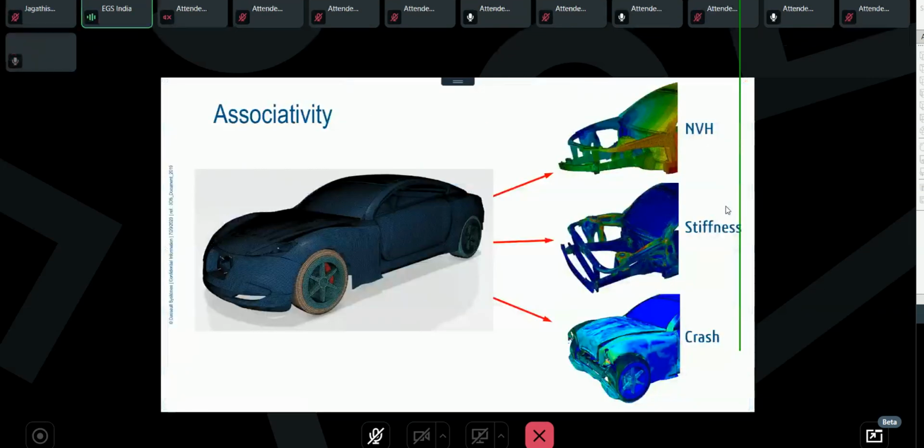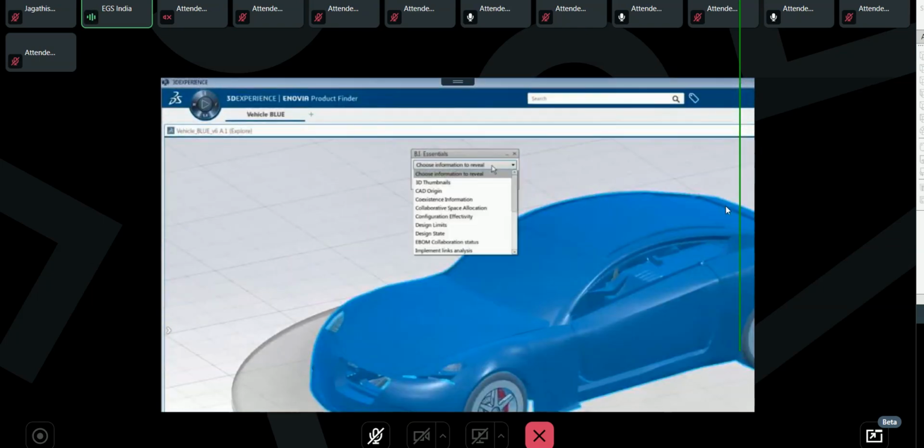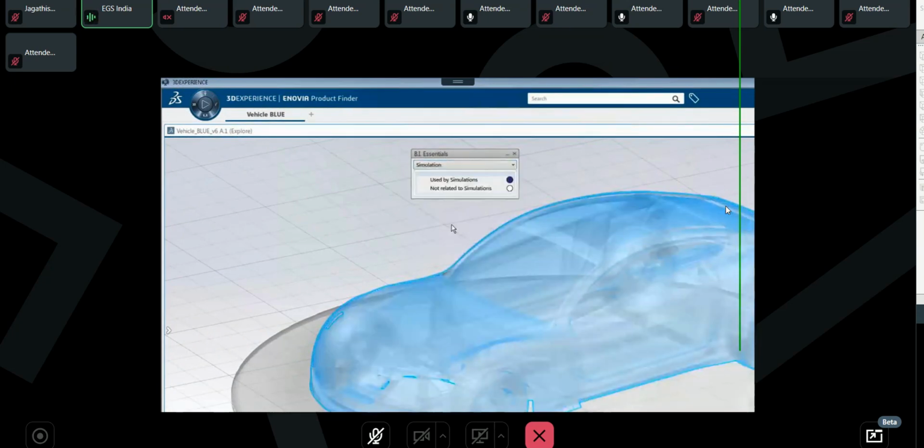Okay, right. So moving to the other part, that is the associativity part, that is especially for the simulation part. Here what we are going to do is we are going to check for NVH, that is noise, vibration and harshness. After that we will be seeing for the stiffness and also the crash. So here I will be highlighting the crash capability itself, since this involves the explicit capabilities where drastic accidental behavior can be easily simulated.